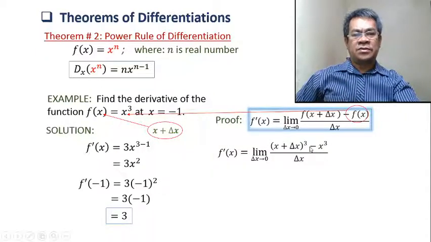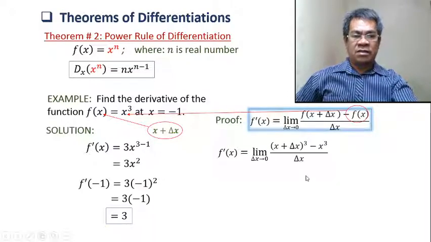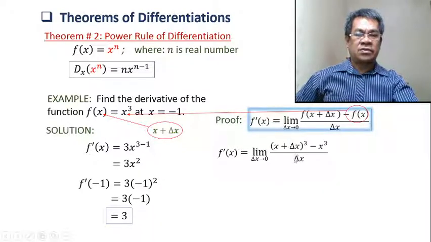Now all you need to do is to expand this one. The purpose of expanding this term is to remove the terms that have no delta x, because take note that we cannot evaluate the limit here, because this is 0 divided by delta x, and 0 cannot be divided in the fraction, so no zero denominator.